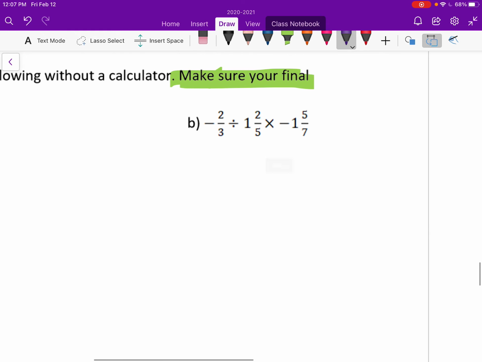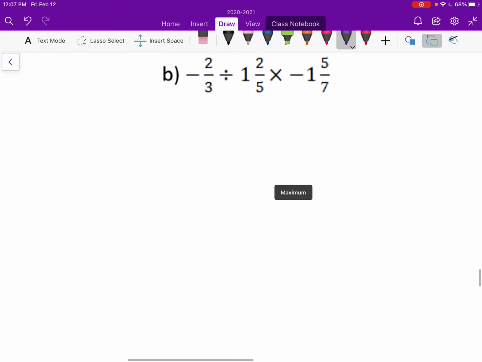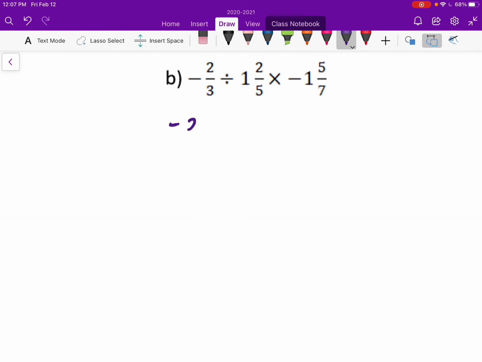Let's try to do this one next. We need to use BEDMAS here, right? So first things first, I know I have negative 2 over 3 divided by 2 over 5 multiplied by negative 5 over 7. Right off the bat, I should go in here and change everything into an improper fraction. Let's do that. Don't try to do it without that.